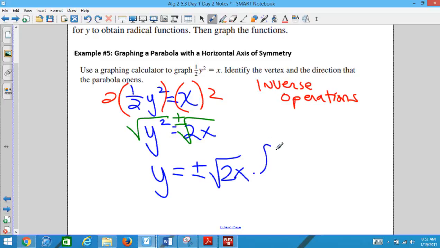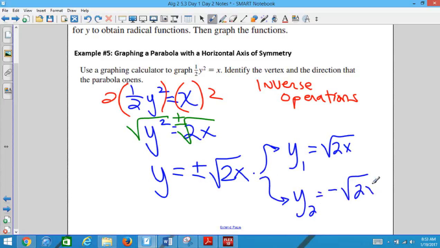So we do y1 square root 2x, y2 negative square root 2x. So you get those typed in. I'm going to come around if somebody makes a mistake and it doesn't graph.